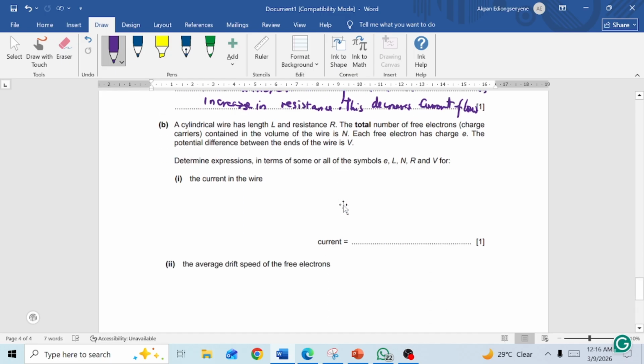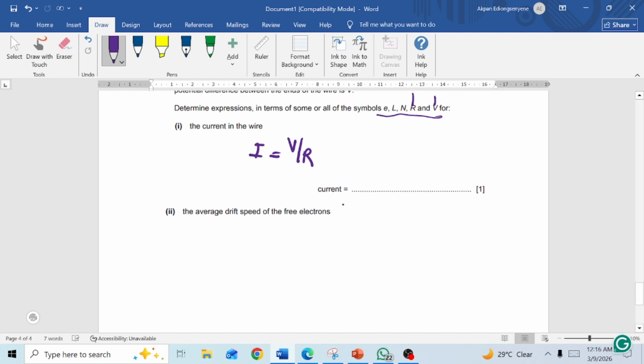A cylindrical wire has length L and resistance R. The total number of free electron charge carriers contained in the volume of the wire is N. Each free electron has charge E. The potential difference between the ends of the wire is V. Determine expressions in terms of some of the symbols E, L, N, R, and V for the current in the wire. Now, looking at these parameters given to us, we can say current equal to V over R, picking this and this.